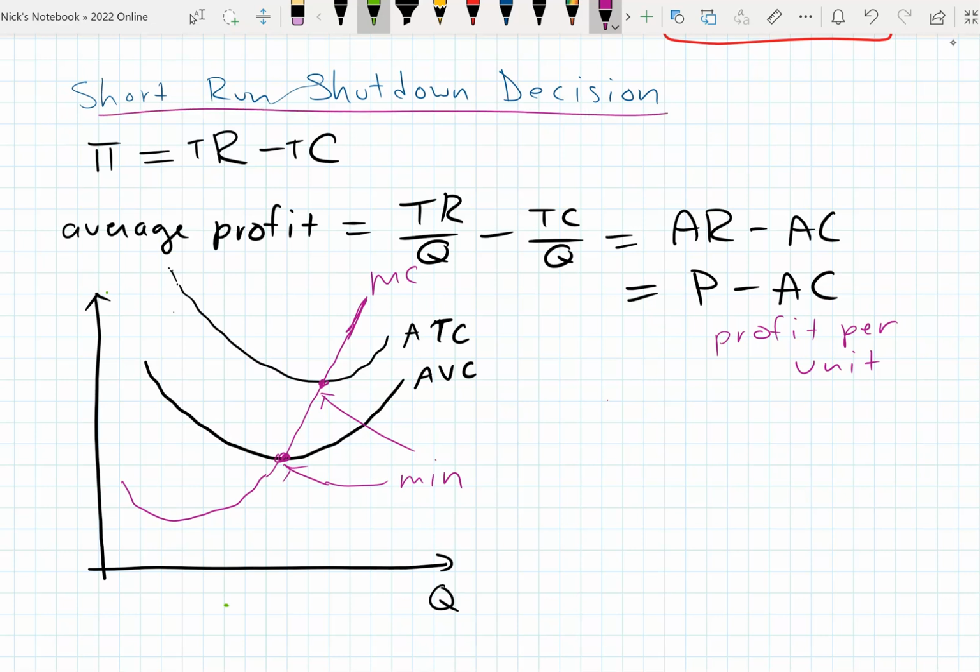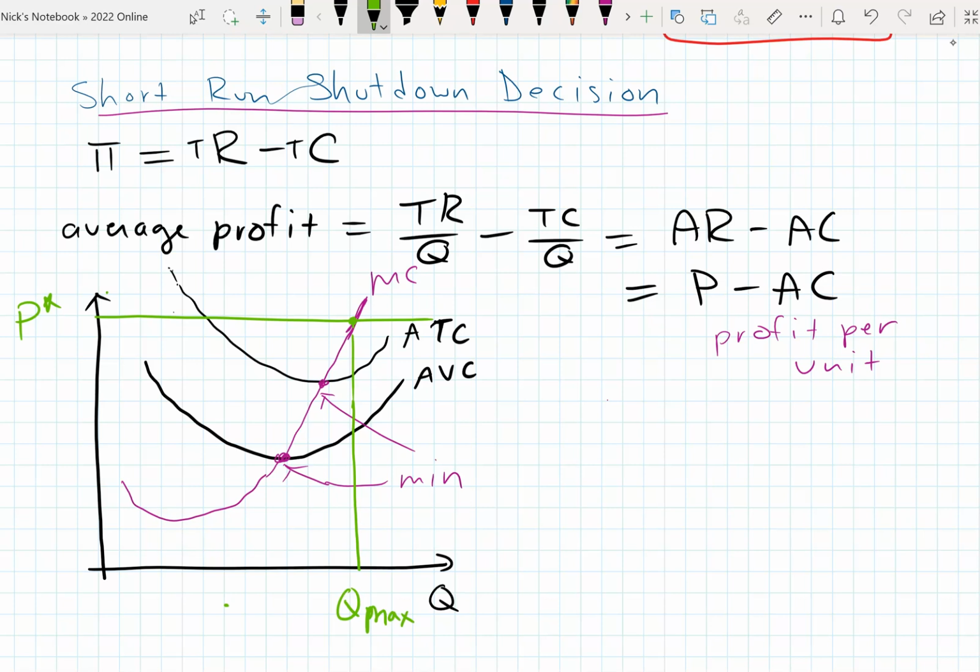Okay, so let's first start here. Let's suppose we have a price way up here. So this is their price. And the question is, will they produce? And if so, how much? And the answer is yes, they'll produce this much. So this is going to give us our max profit.